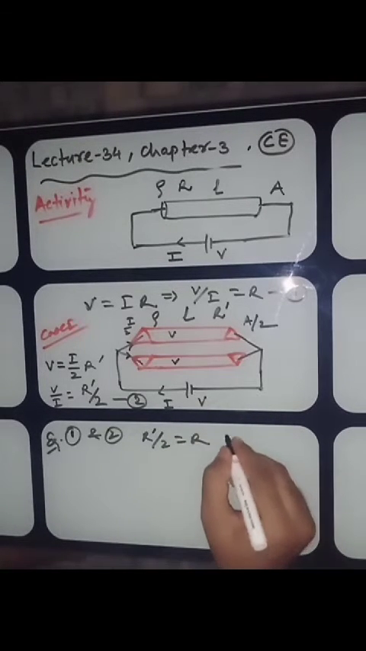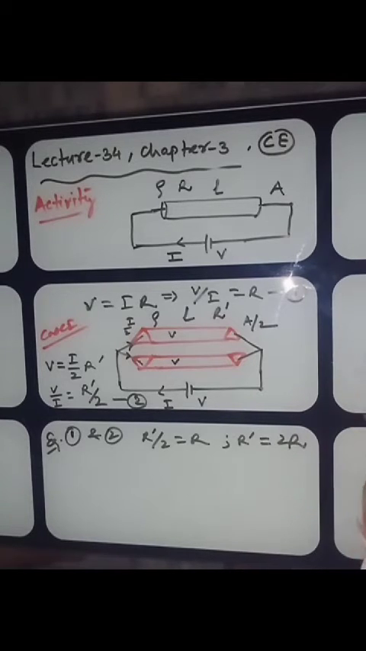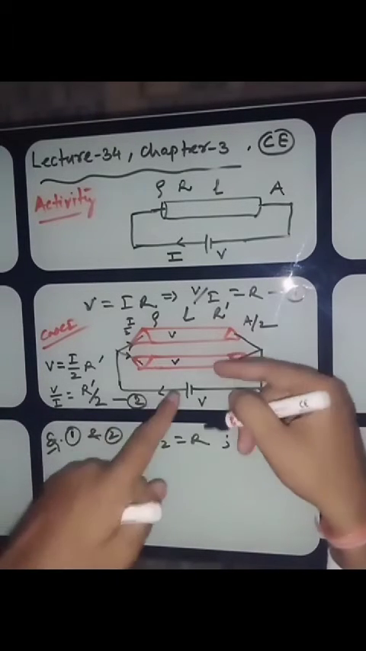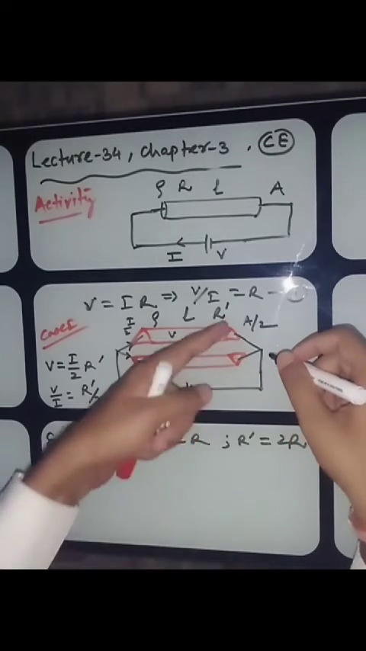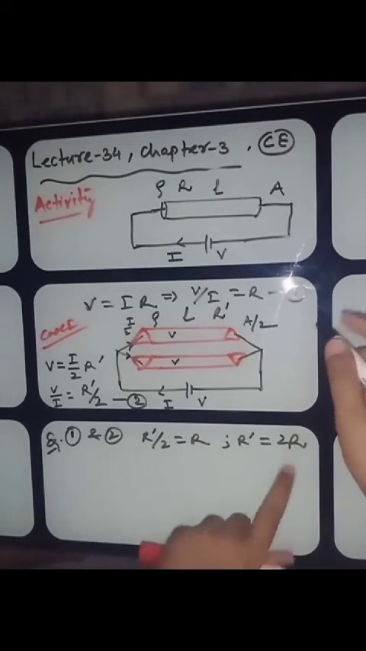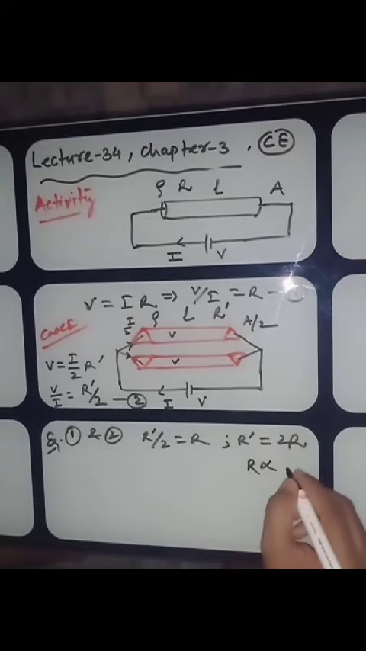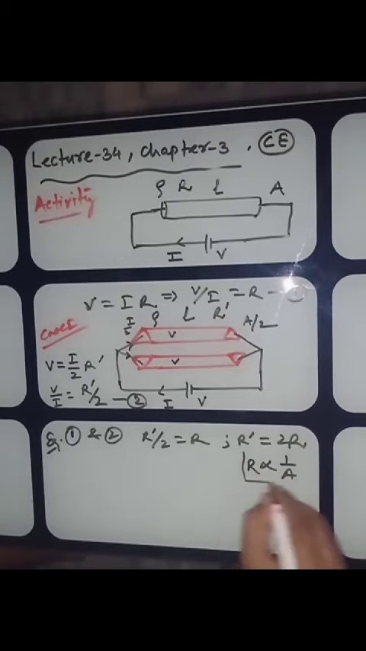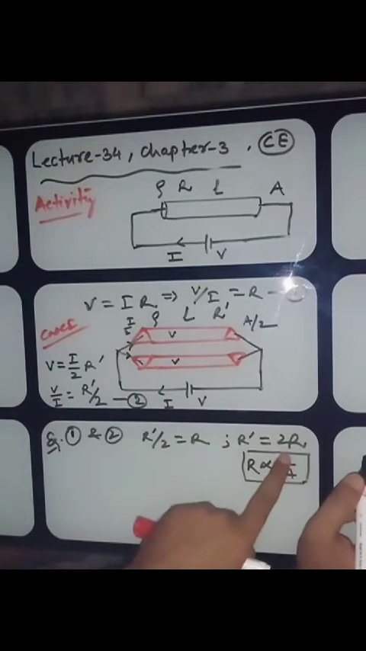It means R dash will be equal to 2R. So due to change in cross-sectional area, we are not changing the length here. If you halve the cross-sectional area, then resistance will be double. So you can conclude that resistance is inversely proportional to the cross-sectional area. Am I right? Yes. Here cross-sectional area is half, resistance becomes double.